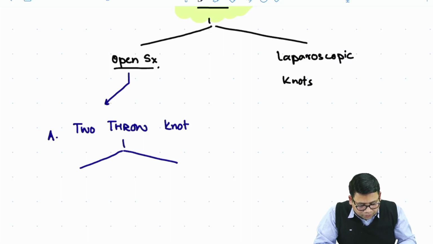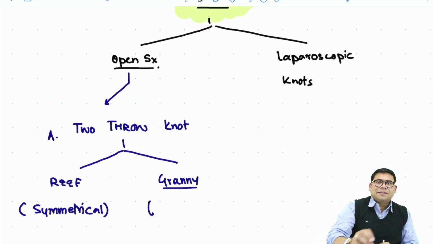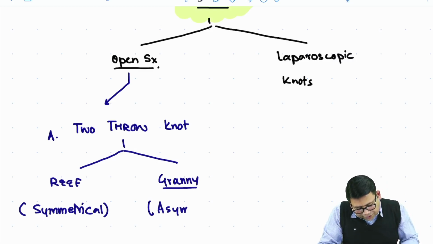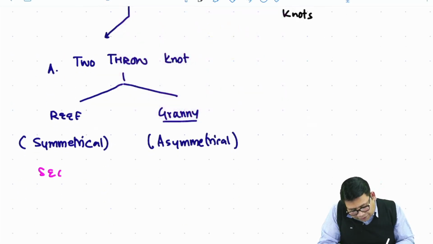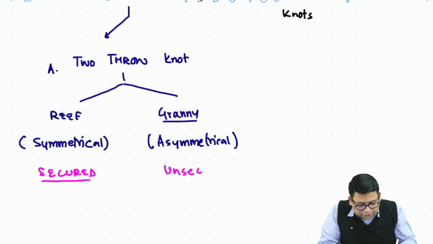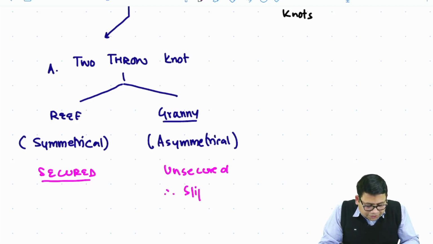They are of two types. Either it's a reef, so it's a symmetrical two-throw, and we have the granny's knot. What is the granny's knot? It's a classical, when you talk about grannies, it's an asymmetrical knot. So, when it is asymmetrical, you need to understand that it is often unsecured. So, which one is a secured knot? This is reef, which is a secured knot, and this is unsecured, and therefore, you need an extra hitch on it, and therefore, it is also known as a slip knot.